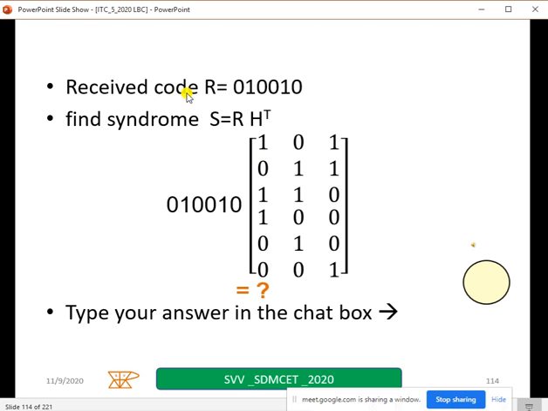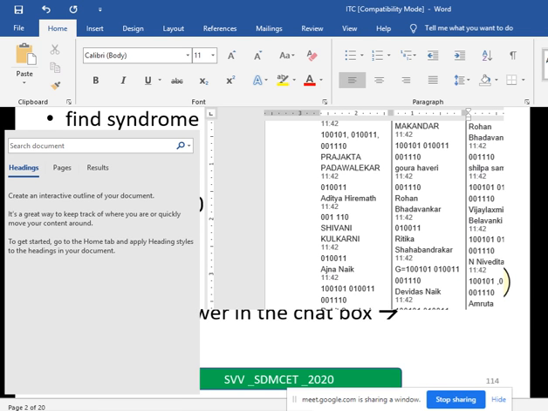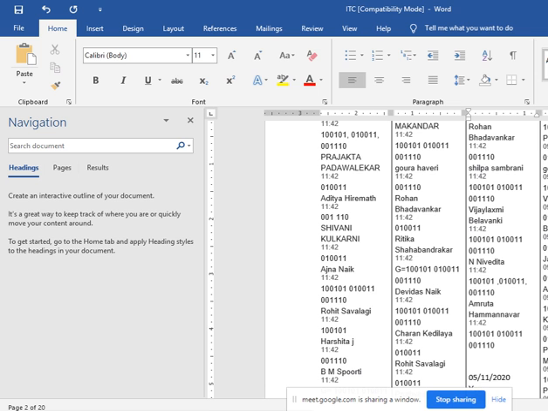Received is R equal to 010010. All of us know how to find a syndrome, S equal to R H transpose. I want all of you to do this R into H transpose multiplication. Find the syndrome. Copy down first, then you can multiply. Then you can share your answer in the chat box, typing it there.